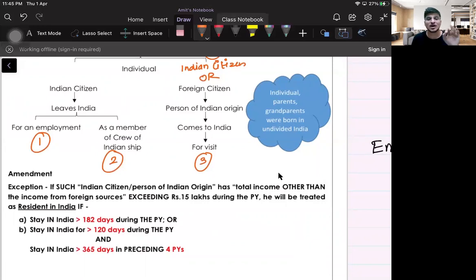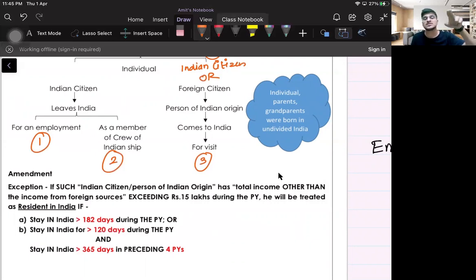What is your total income, excluding the income of foreign source? Foreign source income chhodke, that is Indian income. Tera kitna hai, wo dekhenge. We'll check whether the total income is more than 15 lakhs. If yes, your income is more than 15 lakhs, then your second basic condition will be applicable.